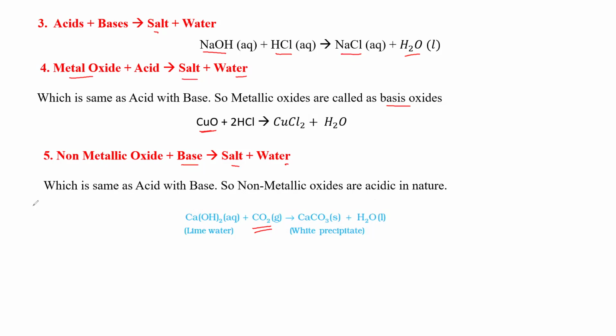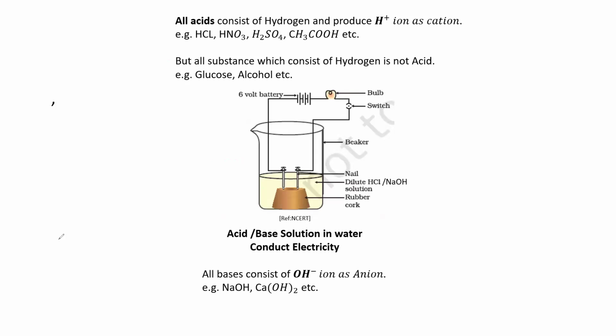So like this we have multiple properties on the basis of chemical reactions. Now here we are going to understand the main concept that all acids contain hydrogen, so they produce hydrogen ions. It is a positive ion, which is called a cation. Examples are HCl, H2SO4, CH3COOH, which is ethanoic acid. But not all substances which contain hydrogen are acids, like glucose and alcohol.